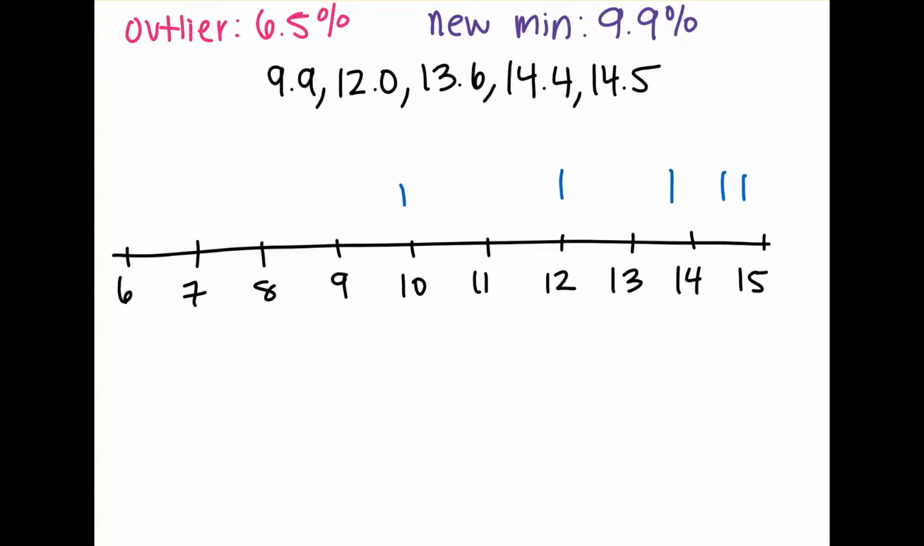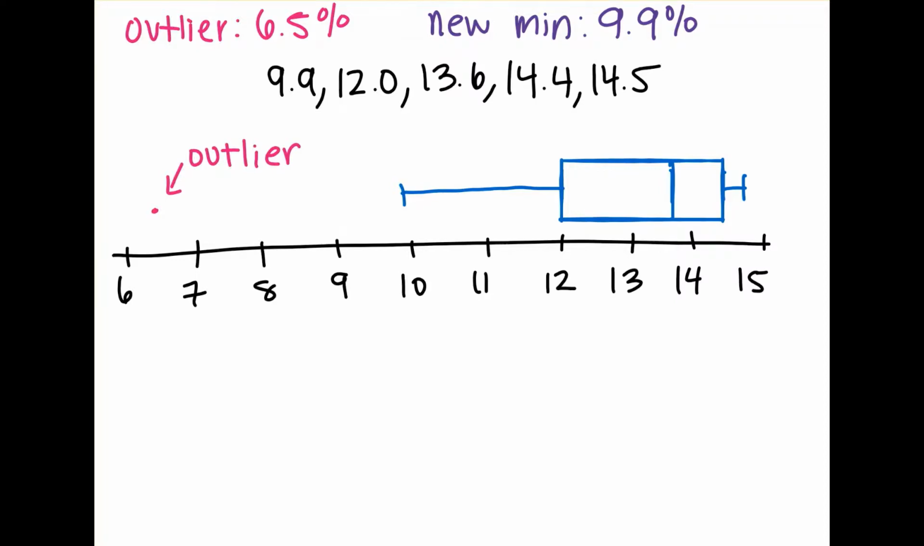From the new minimum to Q1 we draw a line. Between Q1 and Q3 we draw a box. And then we draw Q2 to extend all the way across the box. Now we draw a line connecting Q3 and the max. Now we plot the outlier, which was 6.5%. And this is the box plot.